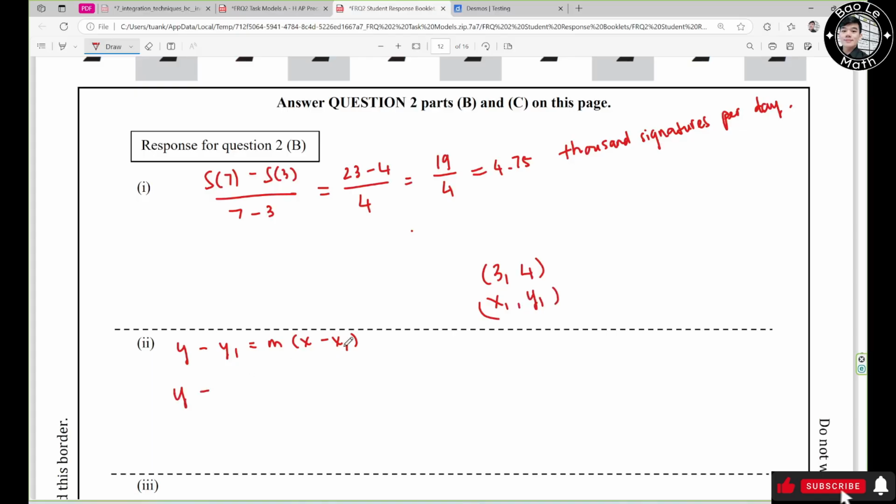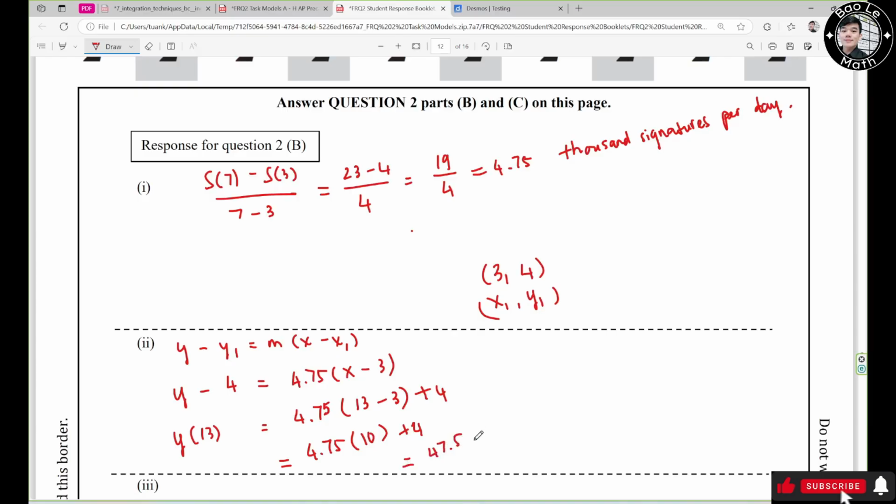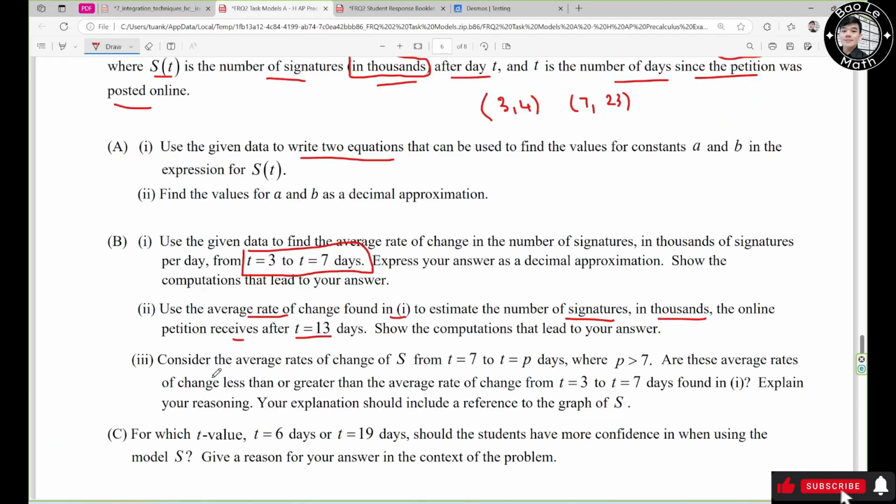So it's going to be y minus y1, which means for y the rate of change is going to be 4.75 right here, times s minus s1, which means 3, right? Now I need to calculate y of 13, right? So it's going to be 4.75 times 13 subtract 3, and then I need to add 4 both sides, right? So it's going to be 4.75 times 10 plus 4, right? So it could be 47.5 plus 4, right? So it could be 51.5 thousand signatures, right? Now let's move on to question B3I.